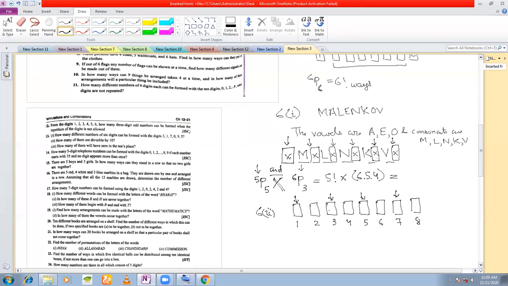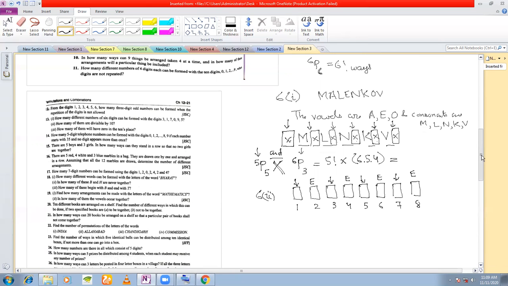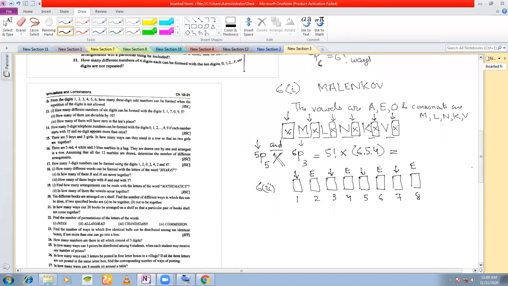Now, if these vowels are to occupy the odd places, then the others will occupy even places. How many consonants are there? There are 5 consonants. How many even places are there? This is 1 even place, 2, 3, 4. But there are 5 consonants, right? So I can make an even place here also.